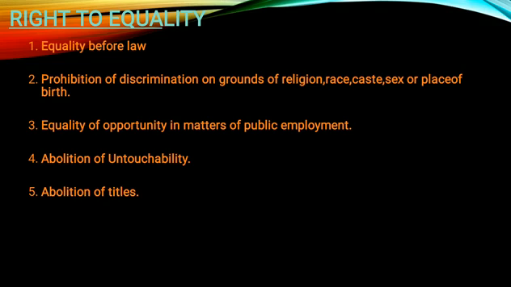Third point is equality of opportunity in matters of public employment. Each and every person gets equal opportunity in public employment. Fourth one is abolition of untouchability, and fifth one is abolition of titles. Okay, dear students, it is all about the key points of the right to equality.